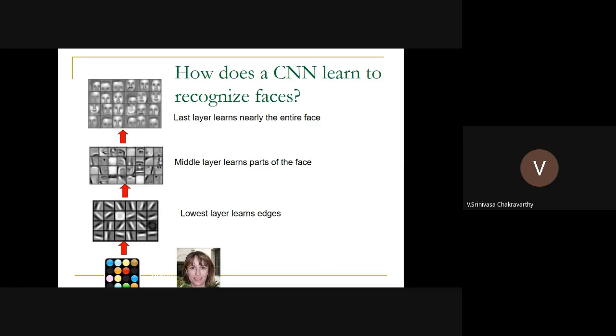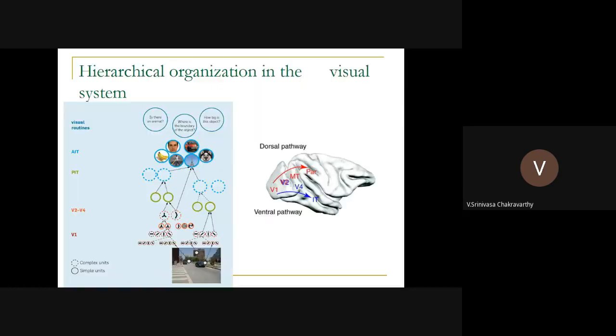So like that, the neurons seem to be responding to local features in lower layers, and increasingly more and more global features as you climb towards later layers. And you will see a similar organization even in the visual system, which is what this talk is about.